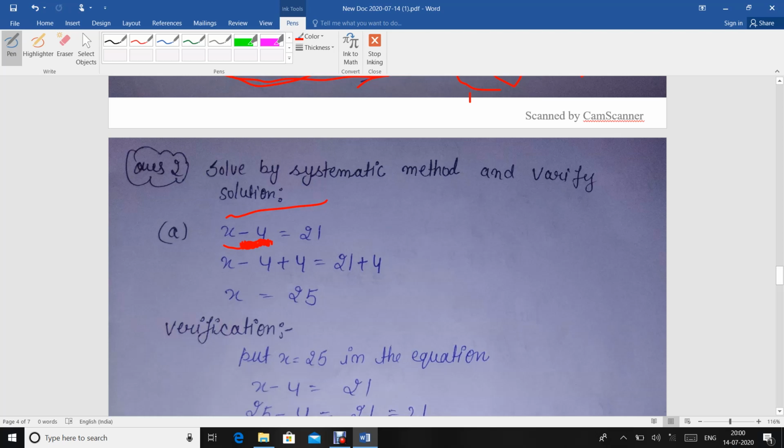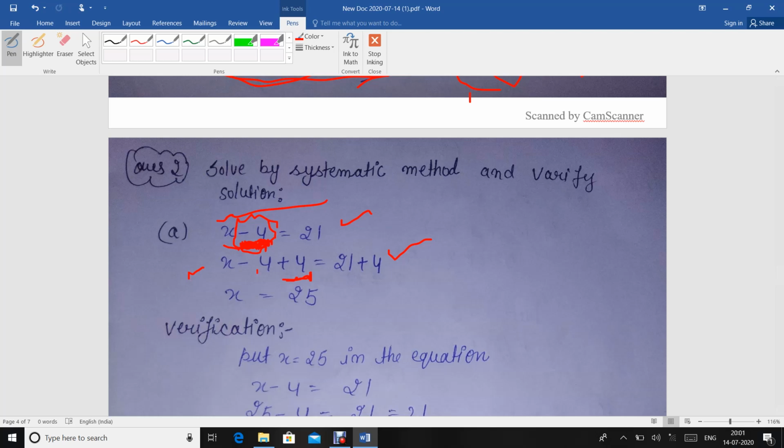So you need to see the left hand side. On the left hand side, after the variable you have minus 4 as the constant value. So firstly you need to add plus 4, because in the question you have minus 4. So to solve the equation by the symmetric method, firstly you have to add 4 in this equation. If you are adding 4 on the left hand side, then you have to add the same quantity, plus 4, on the right hand side.